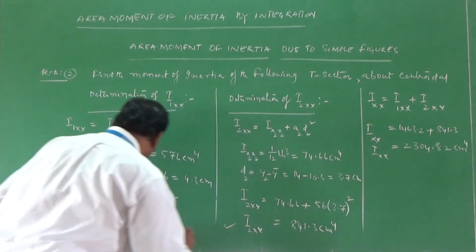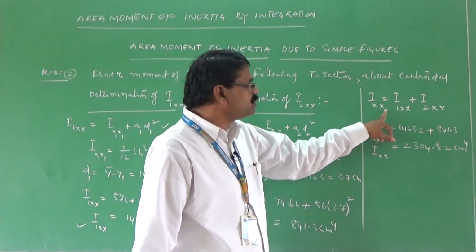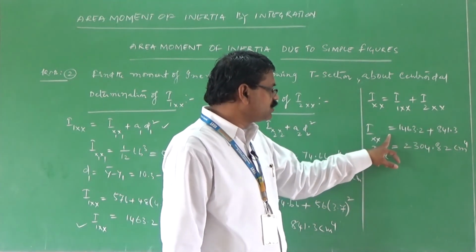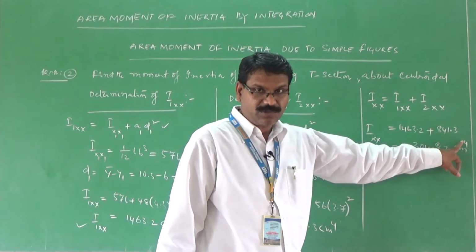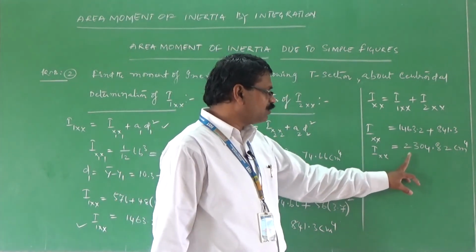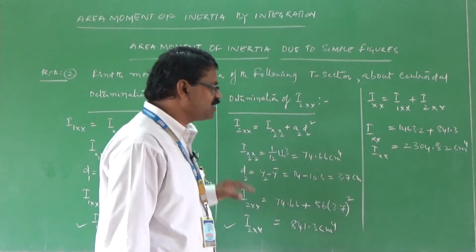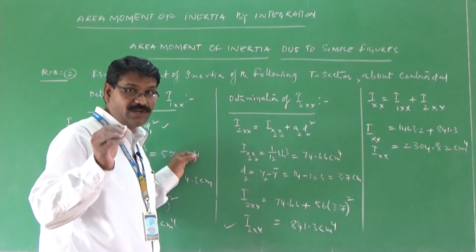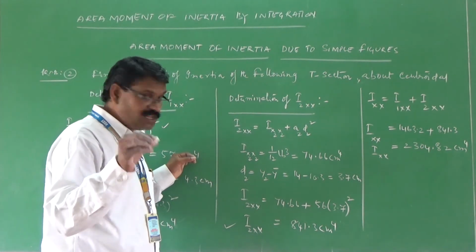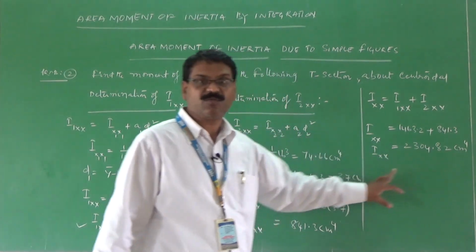Bring the values of I2 double x and I1 double x and substitute in this formula. We will get I double x is equal to I1 double x plus I2 double x, which is equal to 1463.2 plus 841.3, and after simplifying this, the total value is I double x equal to 2304.82 centimeter to the power of 4, which is the area moment of inertia of the given T section, denoted by I double x equal to 2304.82 centimeter to the power of 4.